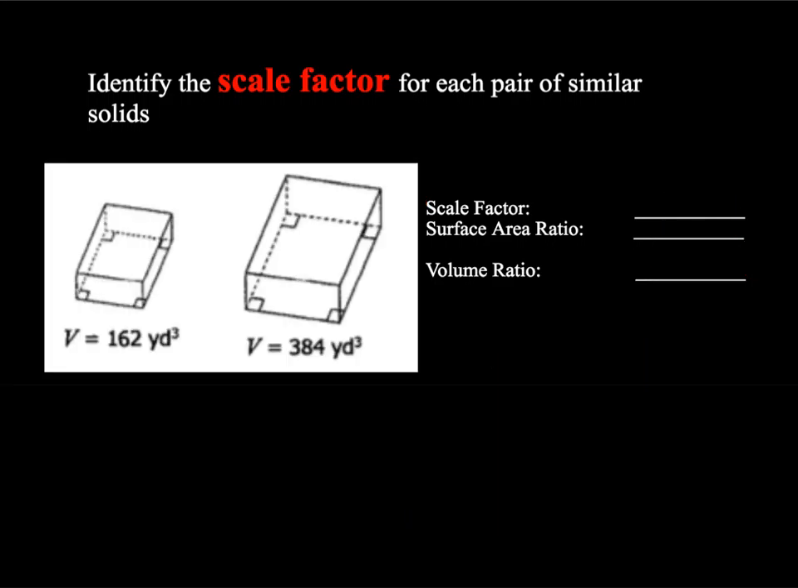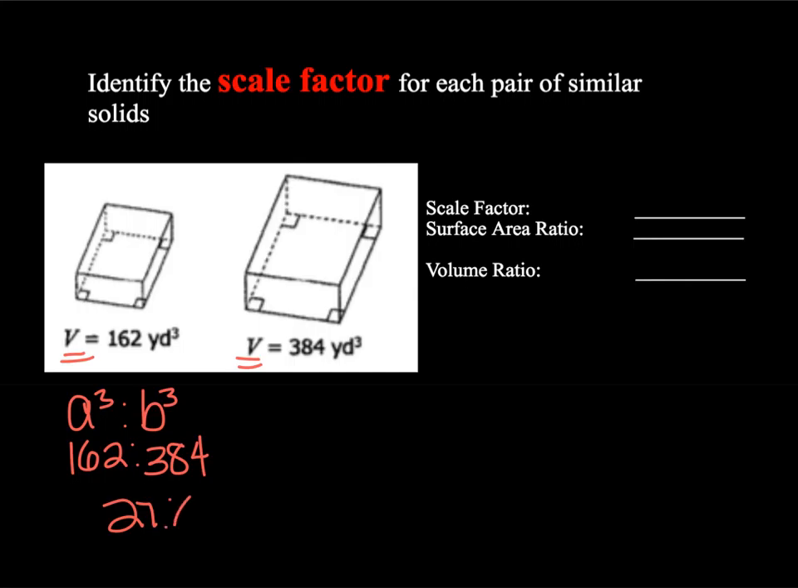All right, identify the scale factor. Let's see what we're given. Oh, we're given volume. So let's go ahead and write it as a ratio. We're going to do the first thing, which is to reduce. All right, this is volume. So I write it to the third power and 162 to 384. When I put that in my calculator and simplify it, it comes to 27 to 64. So I'm going to write that for the ratio for the volume.